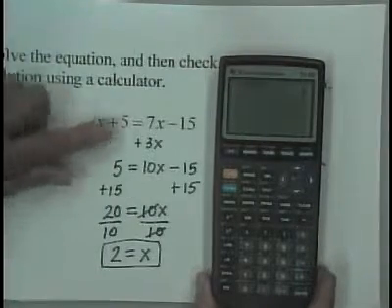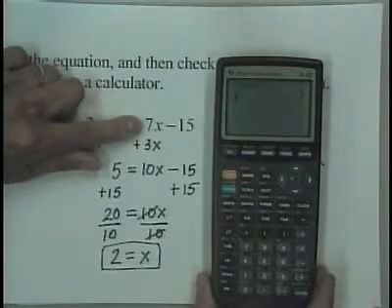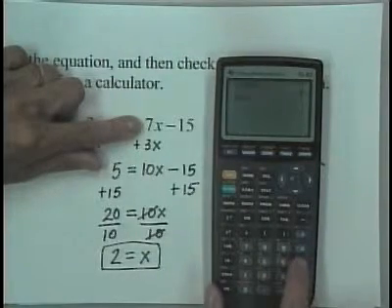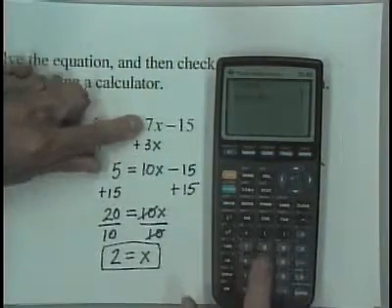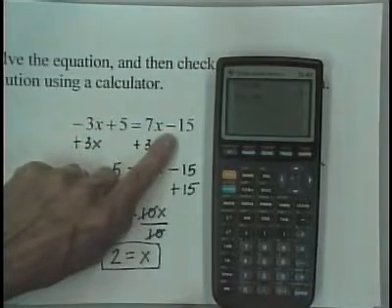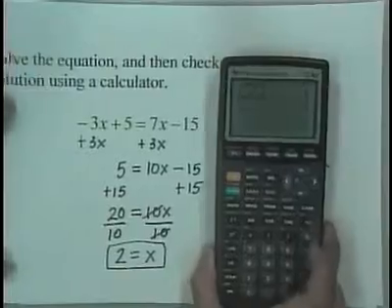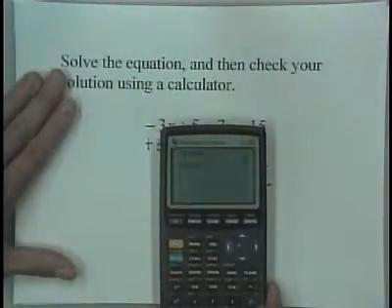I'll zoom in on the screen in just a moment, but let's check the right-hand side. We'll do 7 times 2 minus, this time, 15. This is a minus on your calculator, not a negative. Push enter and I see that that result is -1.